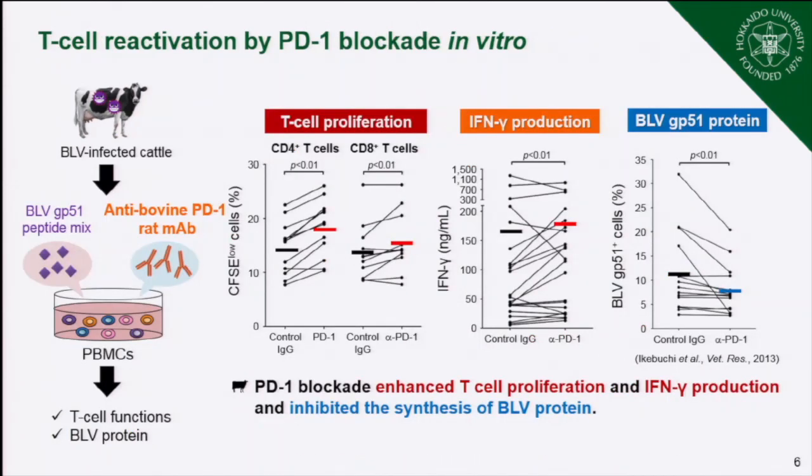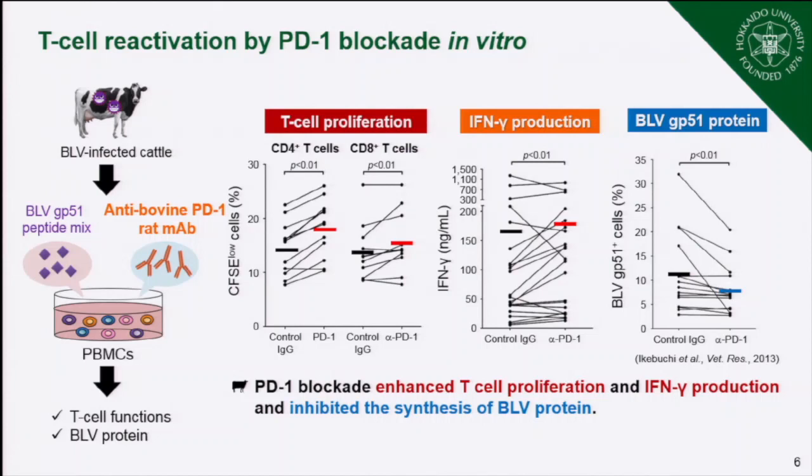And then we established our in-house anti-bovine PD-1 rat monoclonal antibody and evaluated the effect on T-cell reactivation in vitro. PBMCs were collected from BLV-infected cattle and stimulated with a peptide mix of BLV envelope protein and the bovine PD-1 rat monoclonal antibody, and we evaluated T-cell functions and synthesis of the BLV protein in vitro.